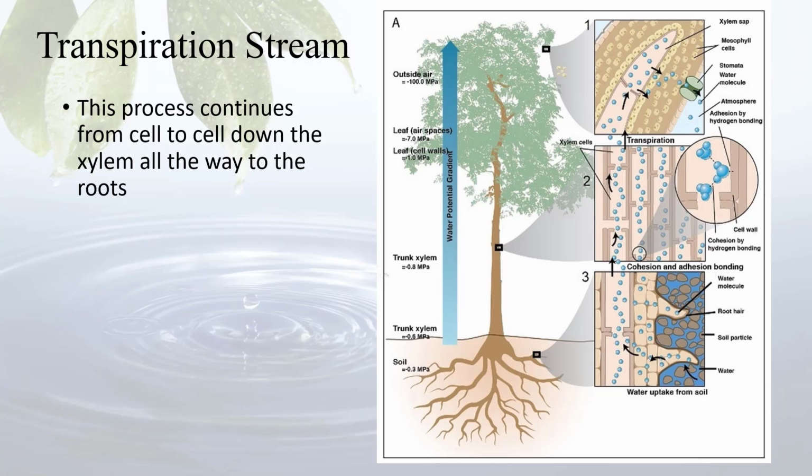Right? And that results in water ultimately moving up from the soil and/or from the roots all the way up through the top of the plant. And again, this is referred to as the transpiration stream. It's actually a really neat effect that is a relatively simple process, right?